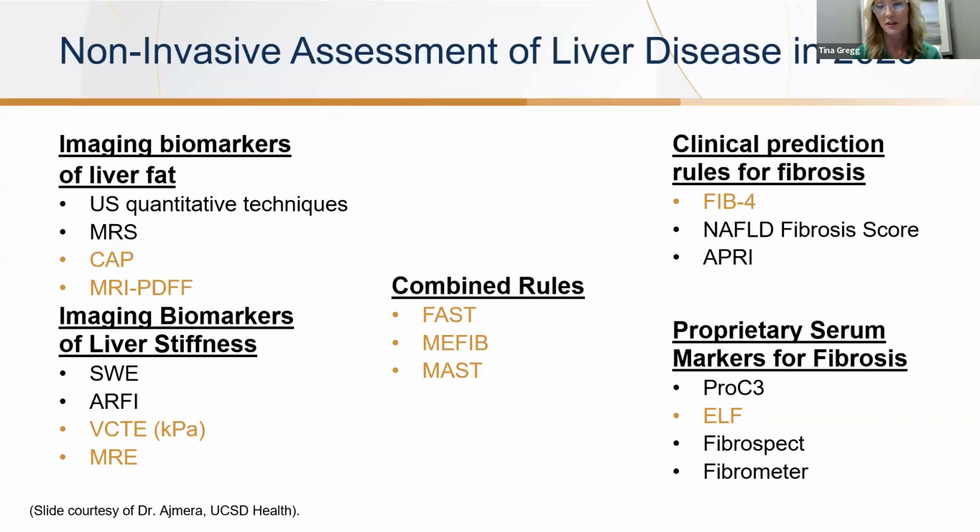FibroSpect and Fibrometer. In the center, we have rules that combine both imaging biomarkers and serum tests to be able to make determinations. So we have the FAST score, the MEFib, and the MAST. So our focus tonight in further conversation will be on the ones that are in brown.